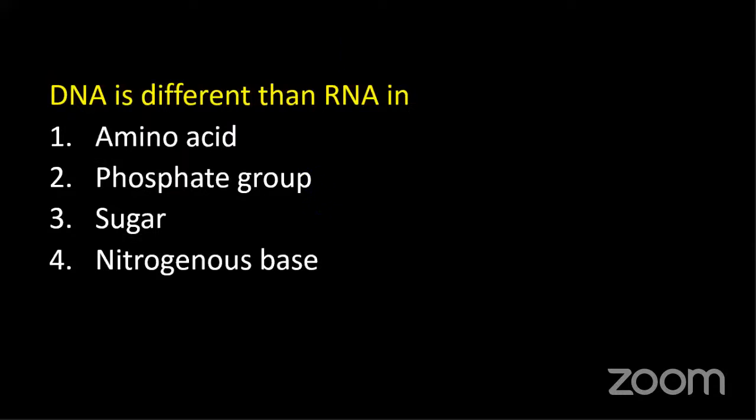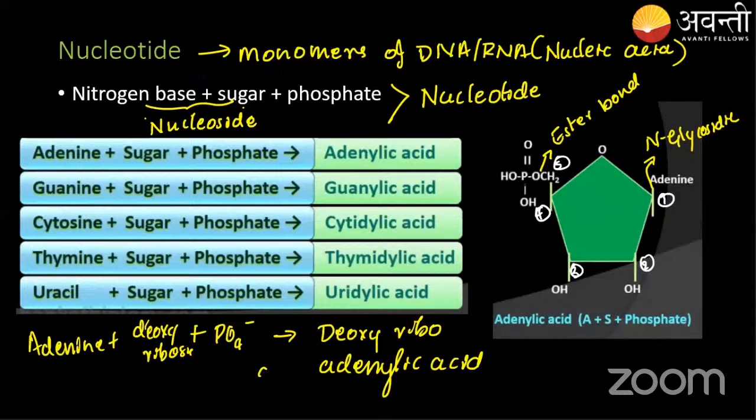So we will discuss this question in the next class. So I have to repeat: nucleotides, I'm telling, these are the monomers of DNA or RNA. That means nucleotides will combine and they will form that particular type of either DNA or RNA. So I will discuss that question later.